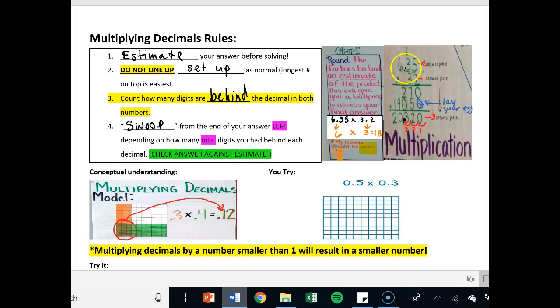So for instance here, 6.35 times 3.2. First I estimate: 6.35 is about 6, 3.2 is about 3, so my answer should be around 18. Notice in here I had two numbers behind the decimal, the 3 and the 5, and one number behind the decimal, the 2. So that means in the end, I should have swooped 3 times. So I do all my multiplication, I get 20.32 after I swoop 3 times. Otherwise, it looks like it's 20,320. So make sure you swoop, make sure you lay your egg. And 20 is pretty close to 18.